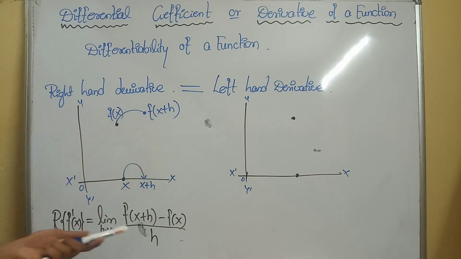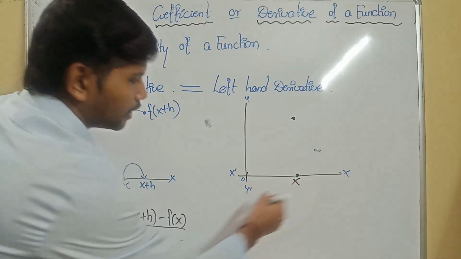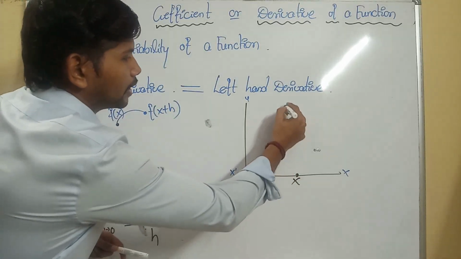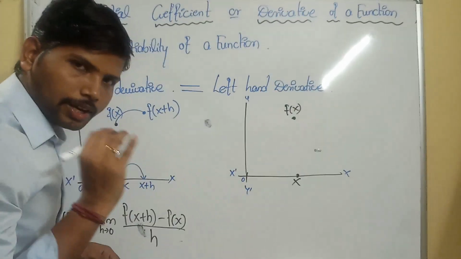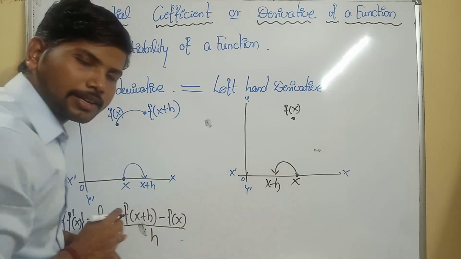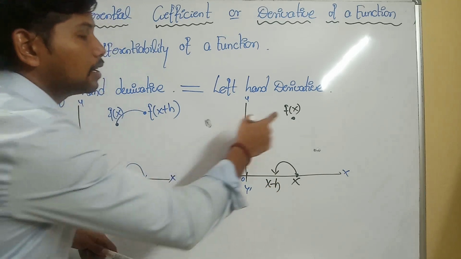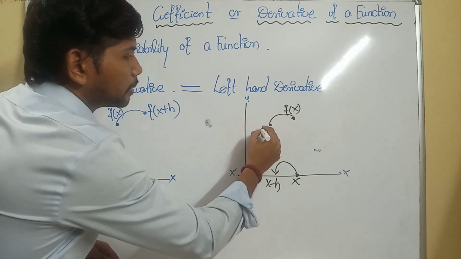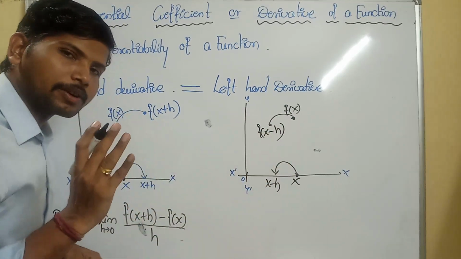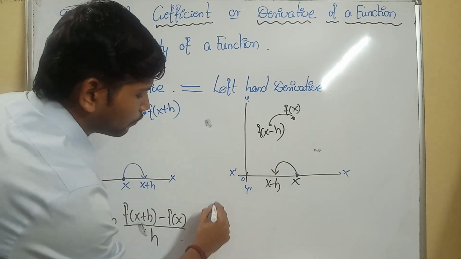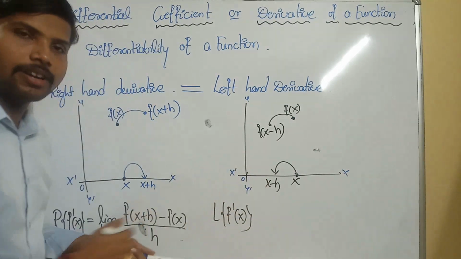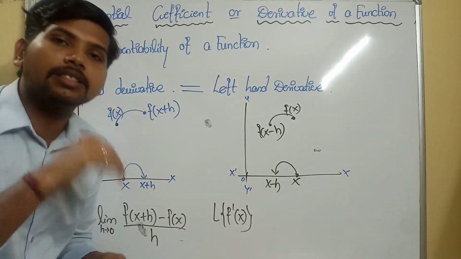In the similar manner, I'd like to define the left hand derivative. For the particular value x, we get f of x. Then there is a decrement in the domain, it will be x minus h. Getting my point clearly? In f of x, there will be a decrement, it is f of x minus h. Now I'd like to define L of f dash of x, the left hand derivative, where there is a decrement in the function.